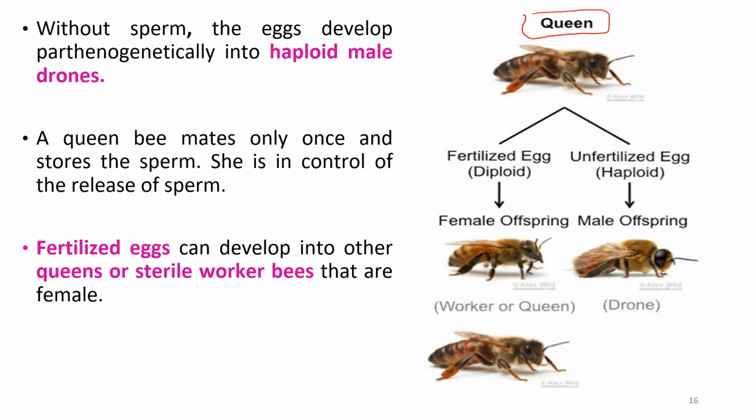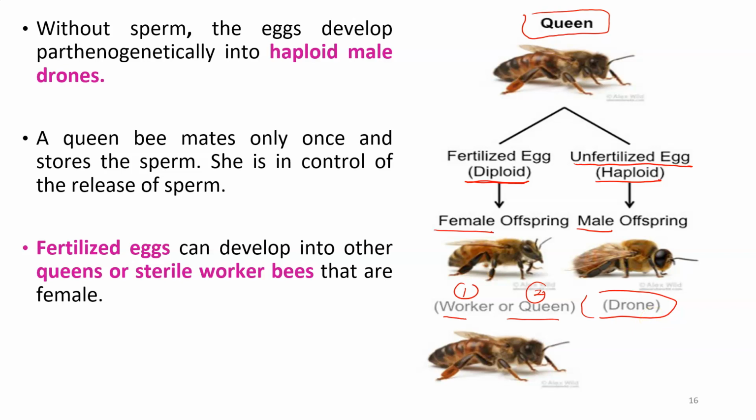If the egg undergoes fertilization by sperm, it will develop into a diploid individual, which will become a female offspring. This female can either be a worker for the colony or the queen for the colony. Or if she decides that the egg develops without fertilization, it will become an unfertilized egg that develops into a haploid individual that is male, and the male will become the drone, the soldier for the colony.